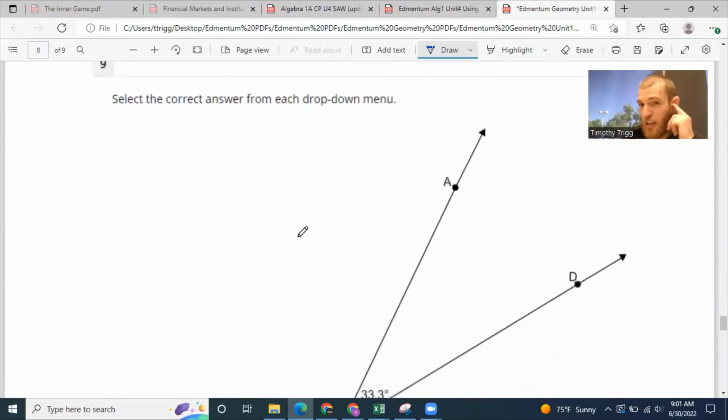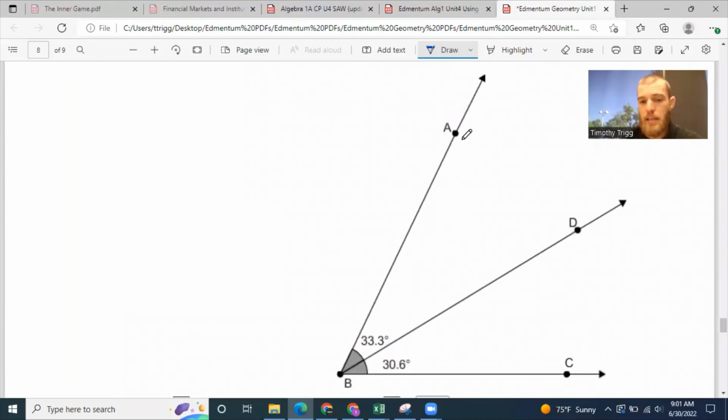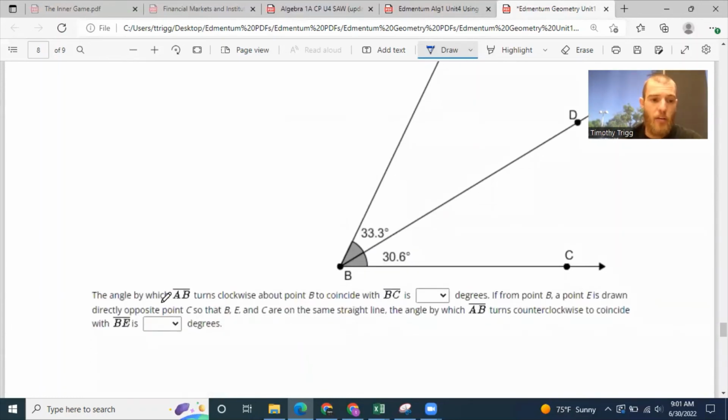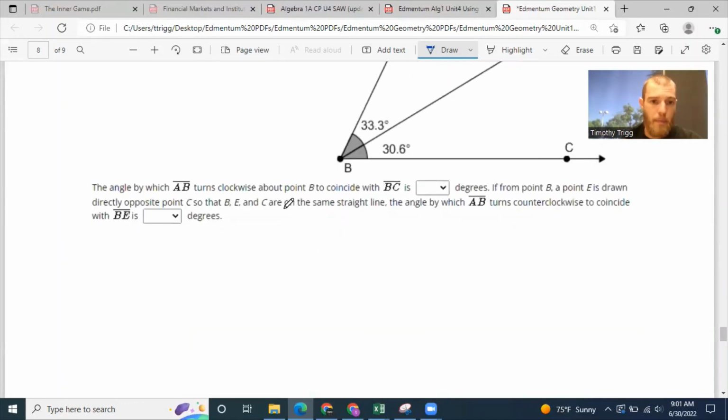This next one's kind of tricky, especially the way they word it, but you have this picture here, and we see that there are actually two angles here, but they can also be thought of as forming one bigger angle. But it says the angle by which segment AB turns clockwise, so AB is this highest one, we want to turn it clockwise about point B to coincide with BC is blank degrees.